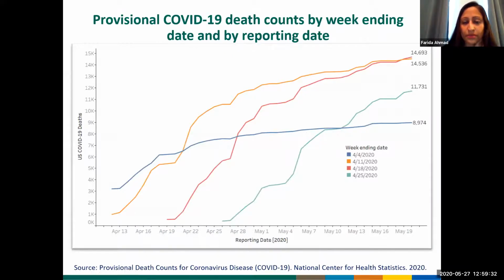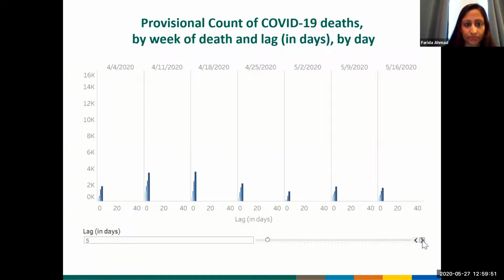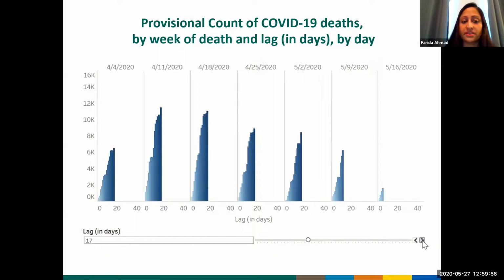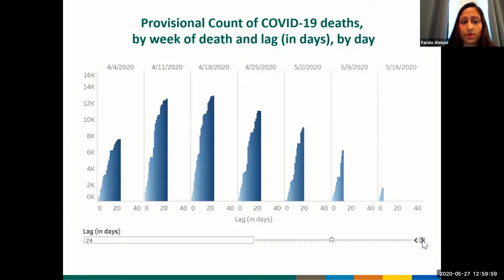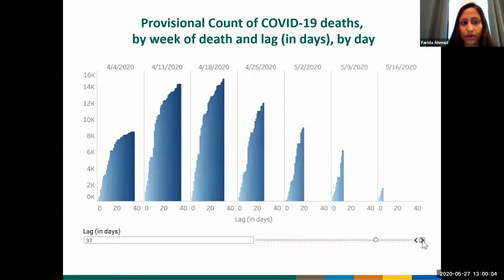So let me skip over this slide because I want to show some other stuff. This chart shows how the data are received over time, by the lag in days. Each section of this graph represents the week the death occurred. And over time, we are receiving more and more deaths. So for the beginning week of April, you see that it's starting to level out.